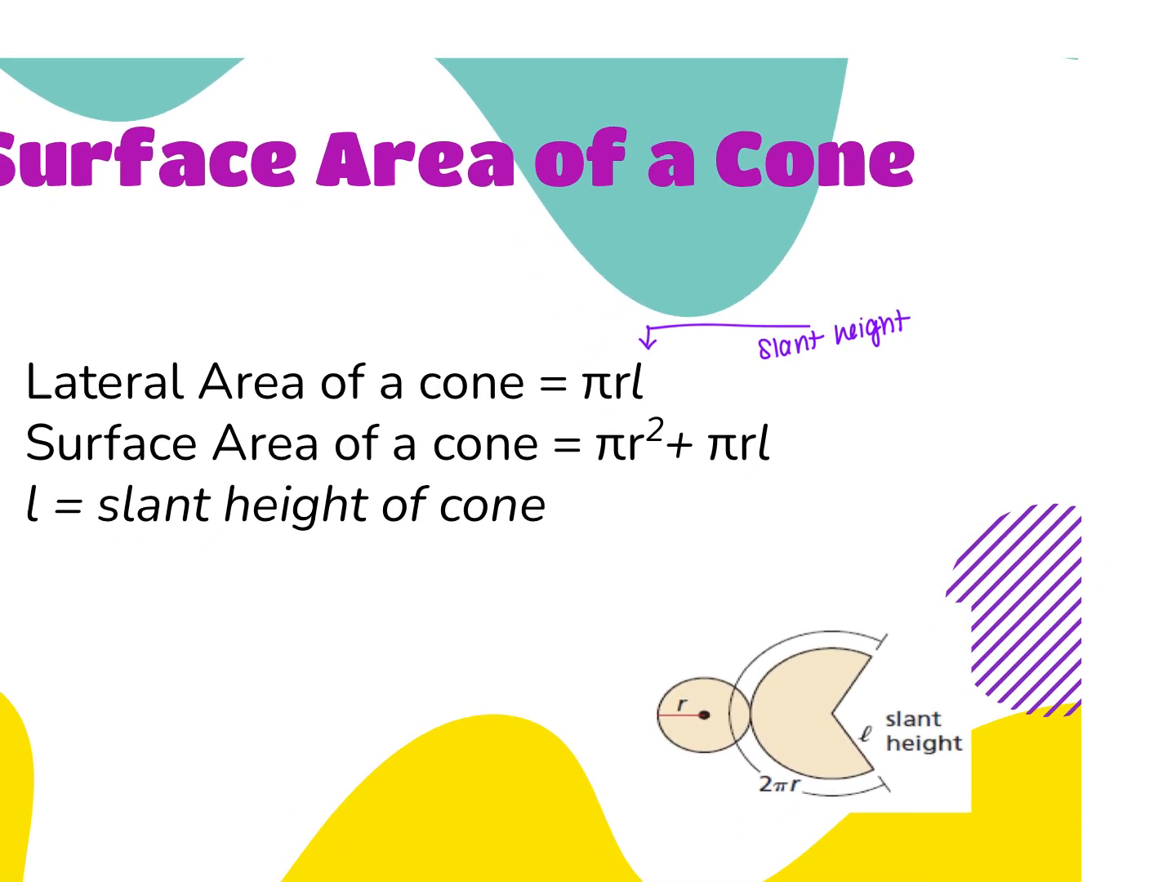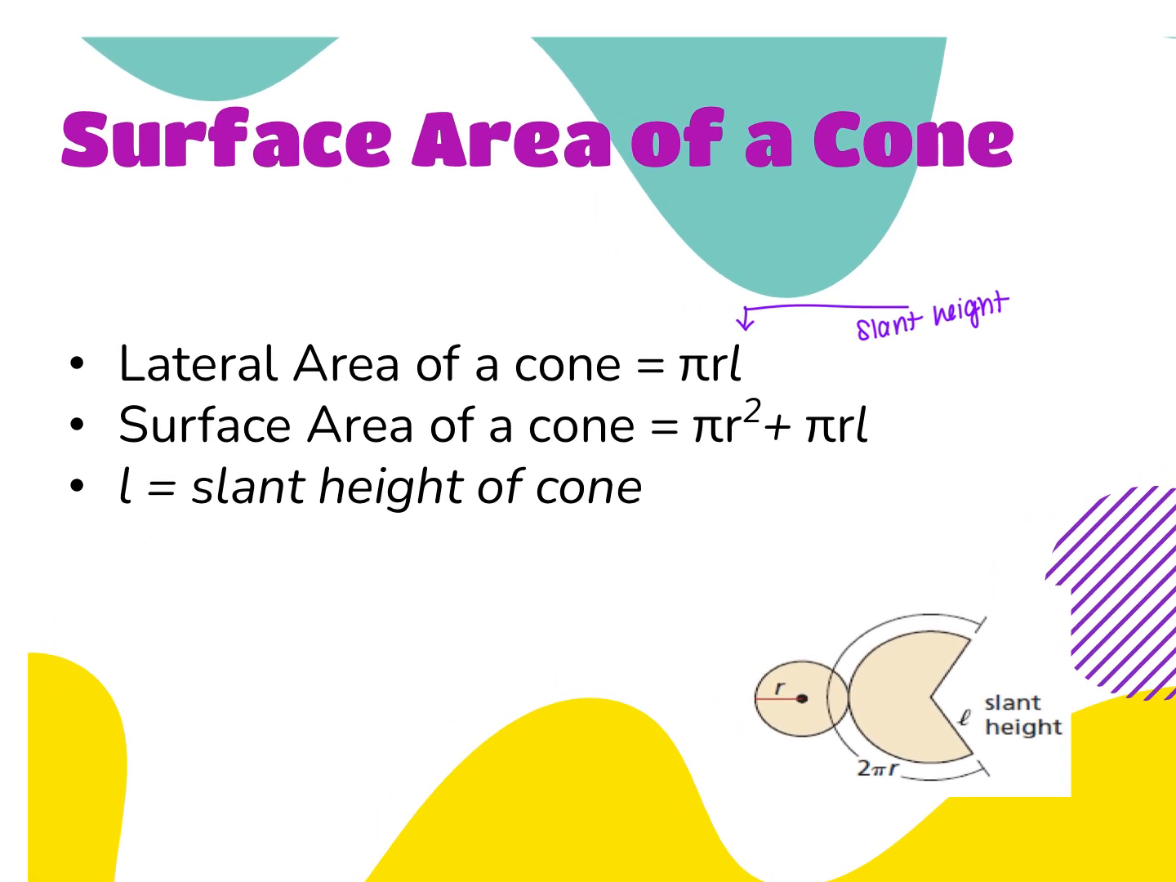Okay, so lateral area of my cone is just this right here. I'm going to highlight it. It's just this measurement. Okay, so I'm taking pi times r times my slant height. So if they're asking me for the total surface area, I have to first find the area of my base, which is my circle here. And then I'm adding the lateral area.